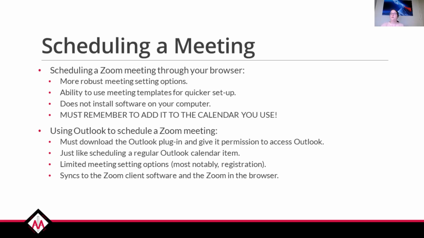You do have more limited meeting setting options when you do this. Most noticeably, you can't require registration, but it's also assuming that you have a list of set contacts that you are sending out this meeting to. So that's one of the things with the Outlook meeting option, but this will sync your Outlook Zoom meetings with your Zoom browser meetings so that you'll be able to see them in the Zoom client software and in your Outlook calendar. You're going to get all the notifications that you're used to getting.